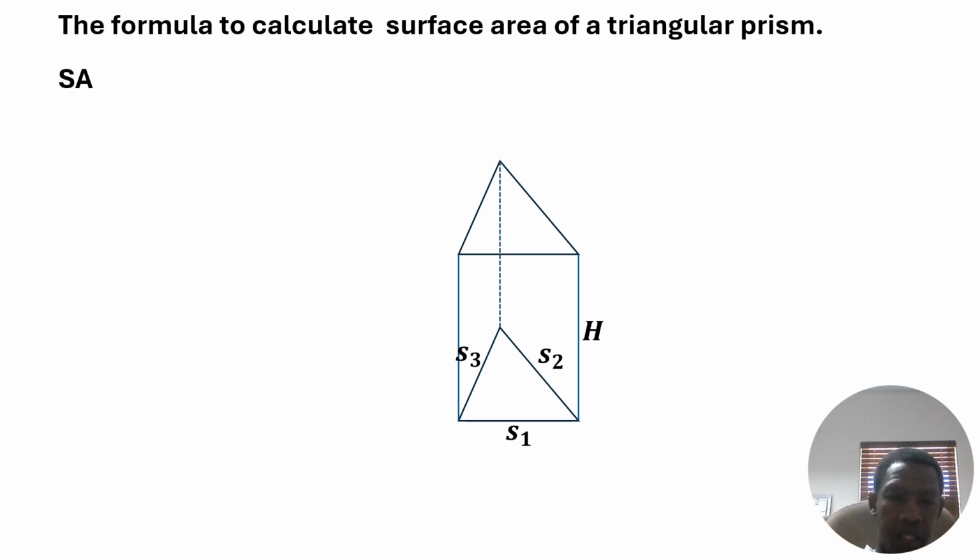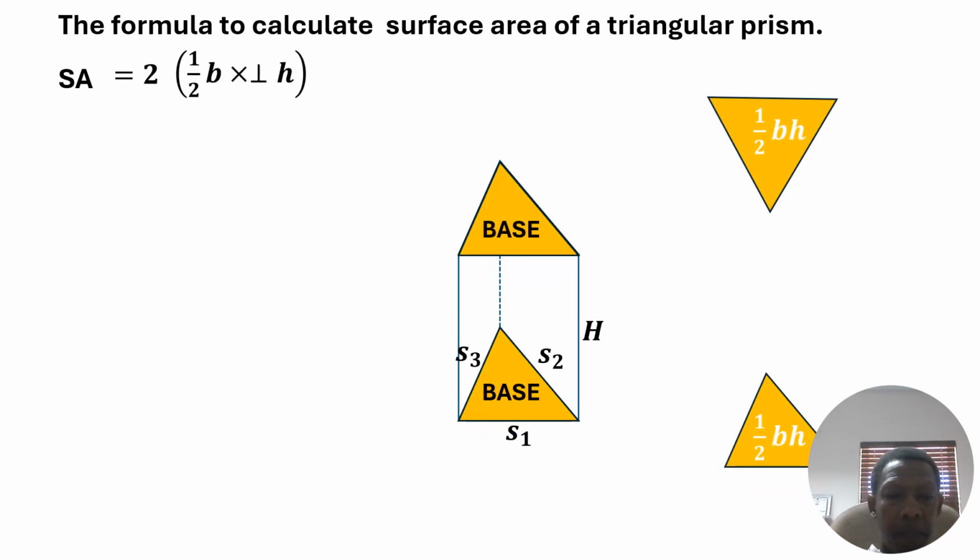So in this case, let's have a look at this one. We have the surface area being equal to 2 times half base times perpendicular height. Why 2 times half base times perpendicular height? If we consider only the triangle, we know that the area of a triangle will be half times base times the perpendicular height of the triangle.